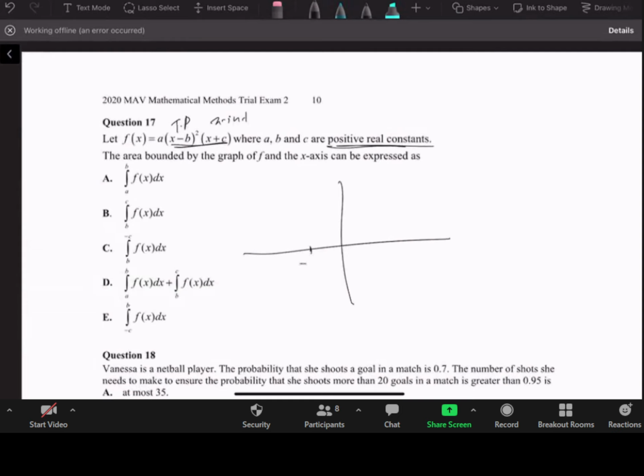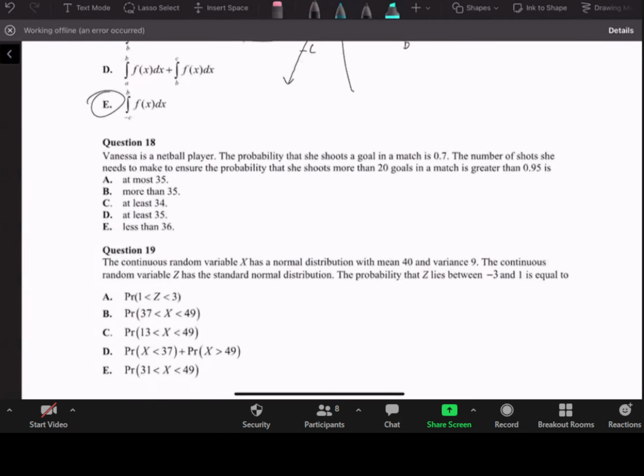Negative c here, and this is going to be b. And if it's going to be a positive cubic, it's going to look like this. So the area bounded by f and the x-axis, that would be this area. So we're just looking for the integral that has that one, and that would be e.